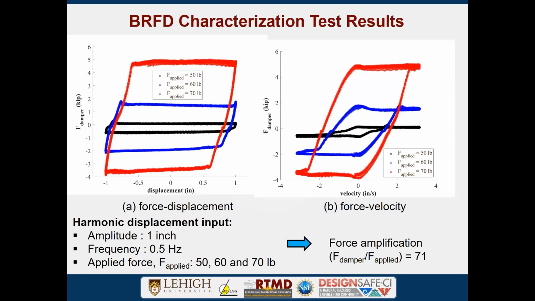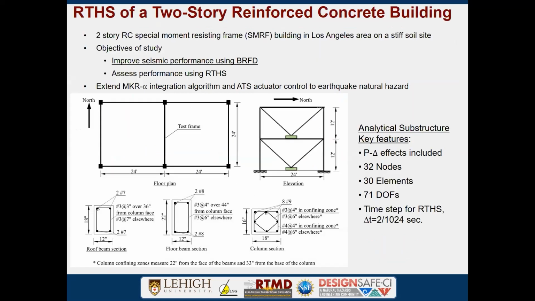So for the next, I'm going to show you some real-time hybrid simulation applications utilizing this banded rotary friction device, which we call BRFD. The first I would like to show you is an application on an earthquake on a two-story reinforced concrete building. So in here, we numerically model a two-story reinforced concrete moment-resisting frame. Here is some information on this analytical substructure. We have 32 nodes, 30 elements, and 71 degrees of freedom in total. And we also model the P-delta effect by using leaning columns. And then the time step for hybrid simulation is 2/1024.